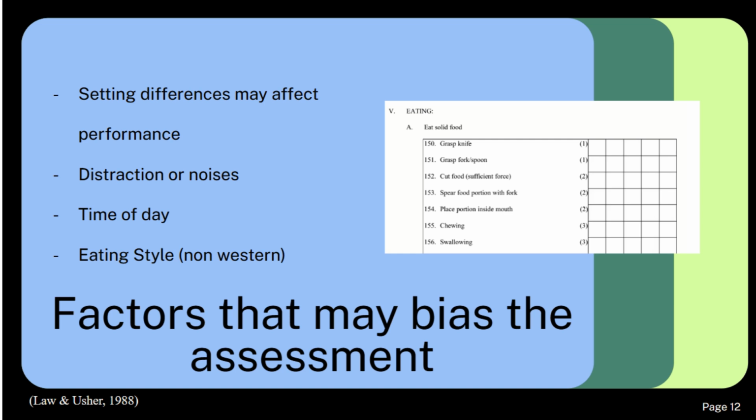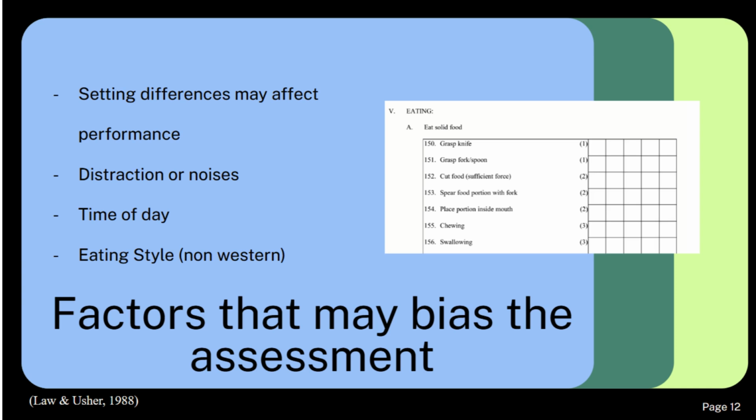Some factors that may create bias in the assessment is the setting. People may perform better if they're in a familiar setting versus like a hospital. The distractions of noise as well. It is a lot of listening and doing. So if it's a lot of noises, they may have a hard time paying attention. The time of day, a lot of people may feel fatigued or even just have a lot of pain at certain times of the day, which can cause them unable to do a behavior that they may be able to do.